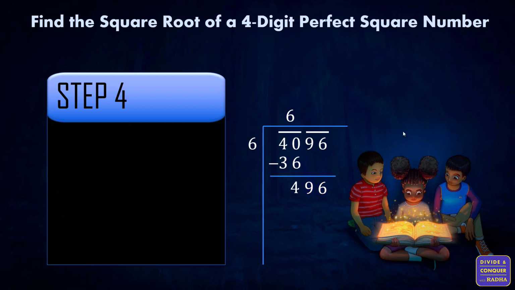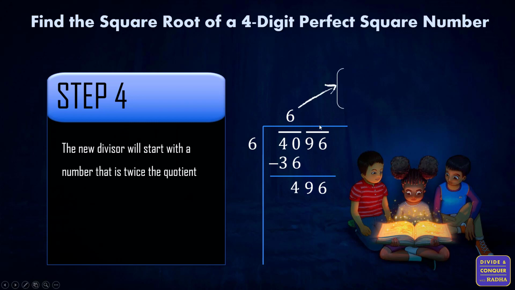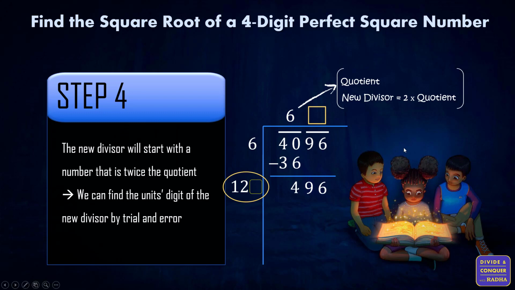Step 4, we need to find the new divisor. The new divisor will start with a number that is twice the quotient. Out here, 6 is the quotient. So twice the quotient, we get 12. And 12 is written leaving the units place blank. We need to find the units digit of the new divisor by trial and error method.